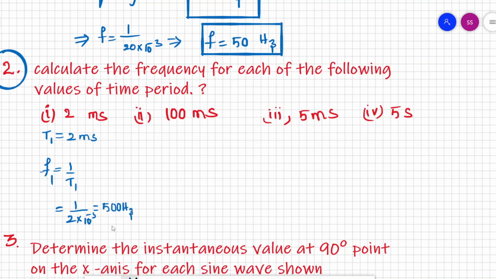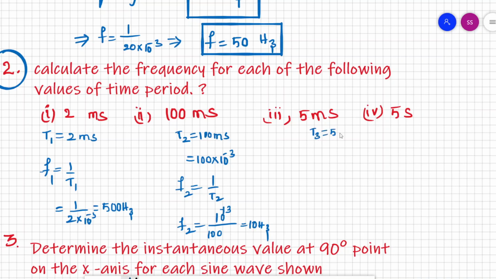Okay, similarly let us find this one. T2 equal to 100 milliseconds, so 100 into milli, which is 10 power minus 3. If you find frequency for this time period, that will be 1 by T2. So F2 will be 1 by 100 into 10 power minus 3. If you shift the 10 power minus 3 to the numerator, that will be 10 power plus 3, so that is 10 Hz.